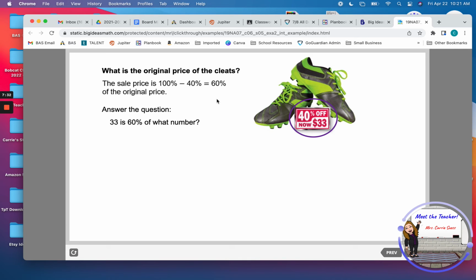So we can use that to fill in my equation. We know that the sale price is how much? 33. So you know that is the answer. 33 is 60% of what number? The original number. Okay, so do we have an equation now we can put in here? Yep. 33 equals 0.6 times the original. Now how would I solve for W?